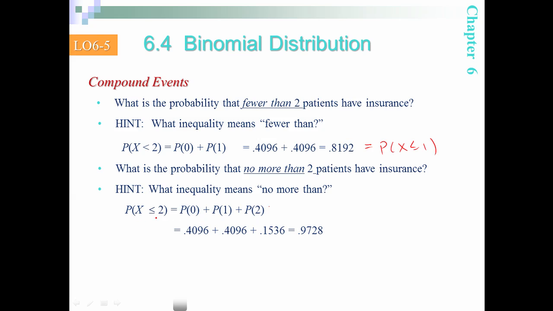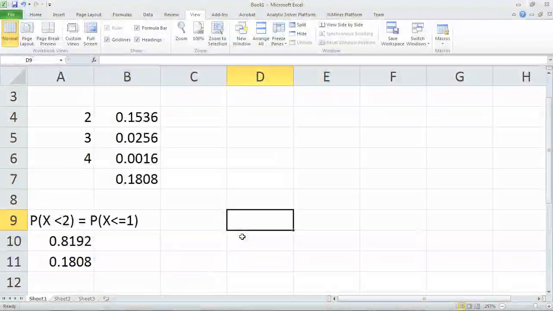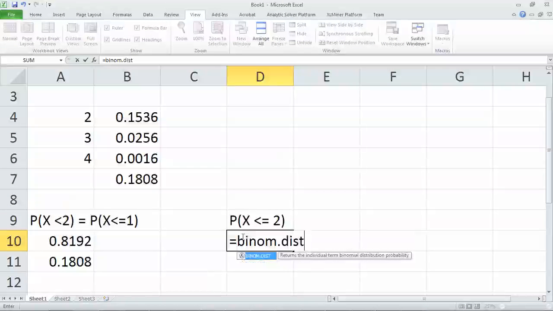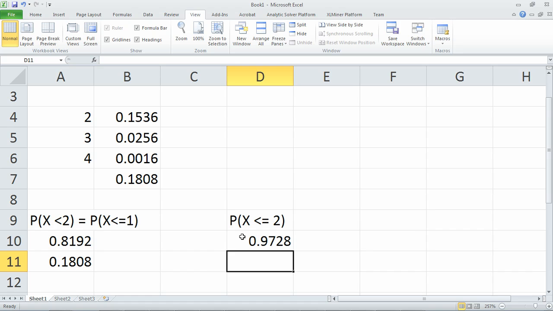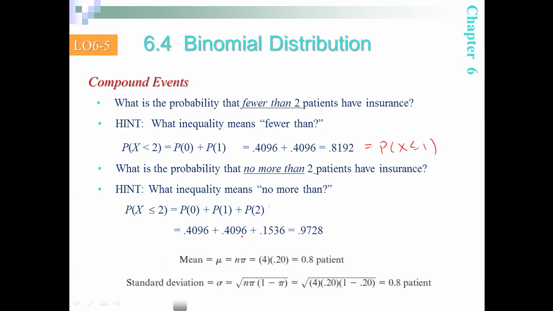So if I want to know the probability x is less than or equal to 2, what am I going to do? I'm going to come over here and say P(x is less than or equal to 2), and this is going to be equal to binom.dist 2, 4, 0.2, 1, and there I have 97.28%. So the mean, if I have 4 samples, I should expect 0.8 patients on average, and the standard deviation is also 0.8 patients in this case.